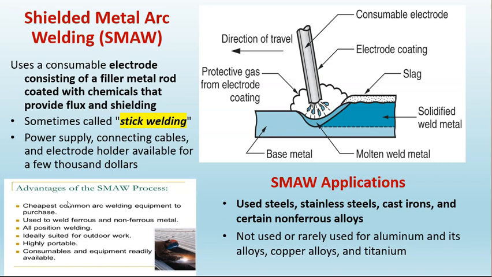The advantage of SMAW is that it is the cheapest among the arc welding processes. It is suitable for all position welding and also for outdoor work, and it is portable. So most of the welding we can see domestically uses SMAW.